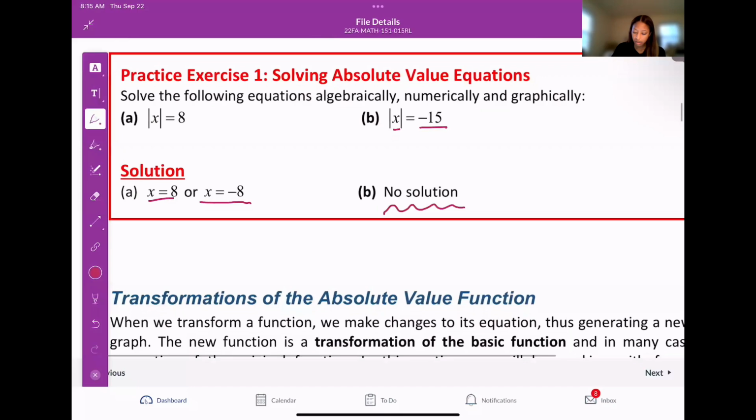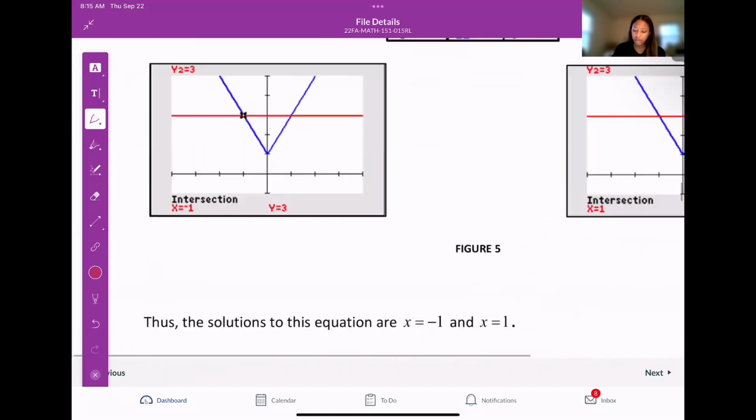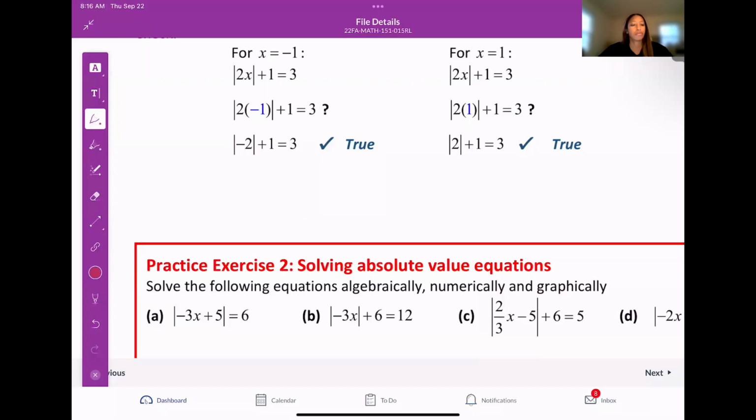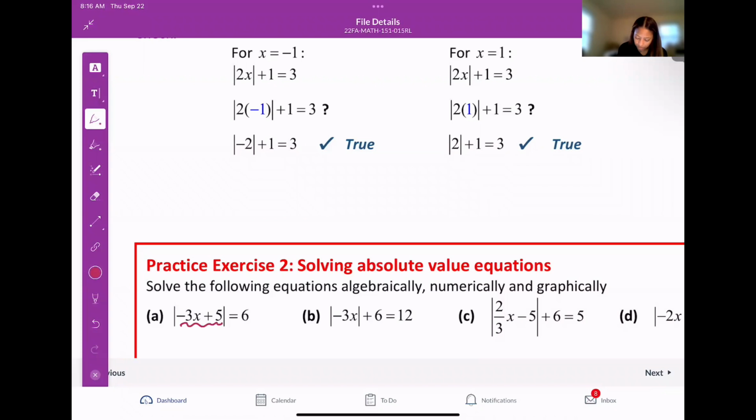All right. So I'm going to scroll down to the next practice section where we'll see more involved absolute value problems that we want to solve. All right, so here at the bottom, we have the absolute value of negative 3x plus 5 equals 6. That means that this expression in the absolute value symbols, negative 3x plus 5, if the absolute value of it equals 6, that means that this expression equals 6, or the other option is this expression is equal to negative 6.